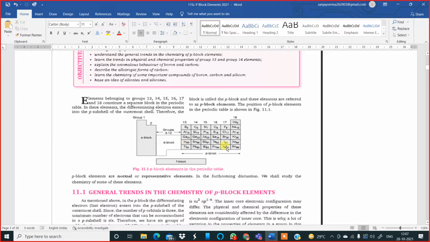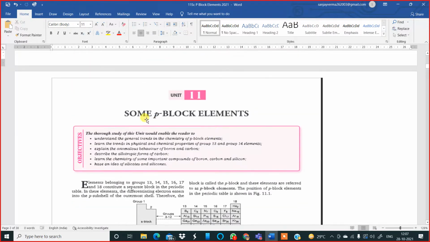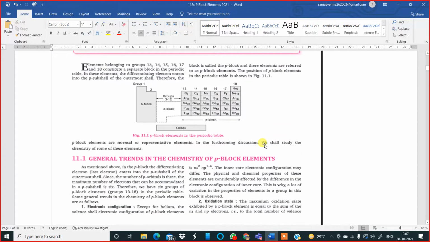These are the p block elements, but you don't have to study 15, 16, 17, 18 in class 11. Only 13 and 14 in detail. That's why the heading of the chapter is some P block elements. Please keep that very, very clear. Don't say that you have to learn the entire P block. No, it's not like that. Only two groups. Now, coming below, P block elements are known as normal or representative elements.